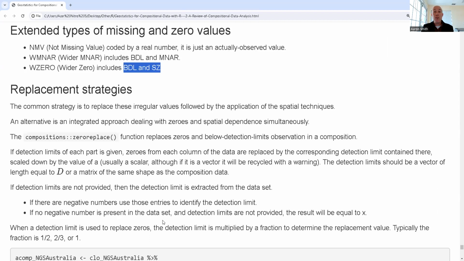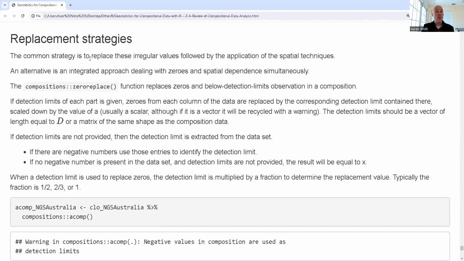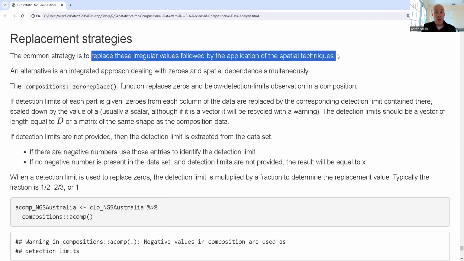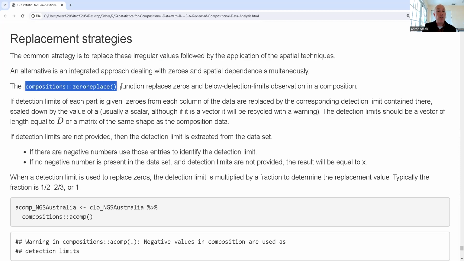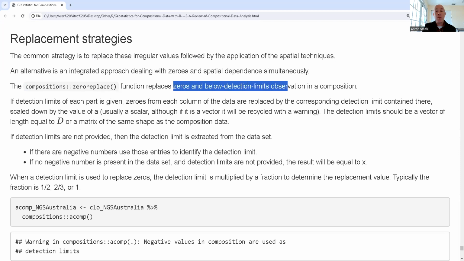Now let's talk about some replacement strategies. A common strategy is to replace these regular values followed by the application of spatial techniques. And so here I would do imputation using the spatial aspect of my data. An alternative is an integrated approach dealing with zeros and spatial dependence simultaneously. Now, the composition zero replace function replaces zeros and below detection limits observed in the composition. It will go through and take care of this automatically for us.